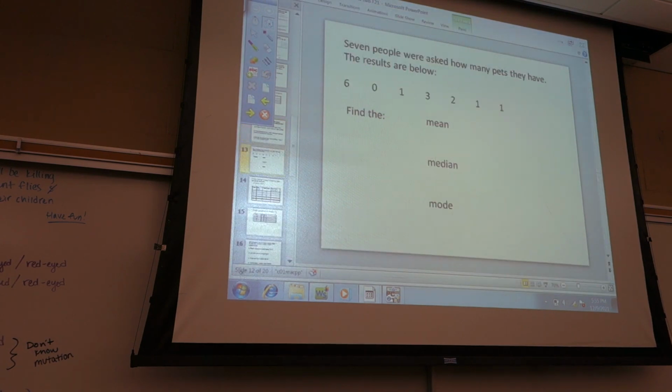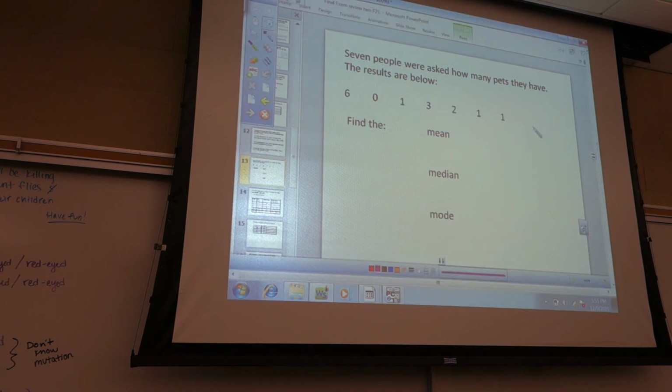Next. Is everybody all good with this mean, median, mode stuff? For the median, don't forget, put it in order: 0, 1, 1, 1, 2, 3, 6. So 1 is the median, not 3. Everybody on board? Okay.